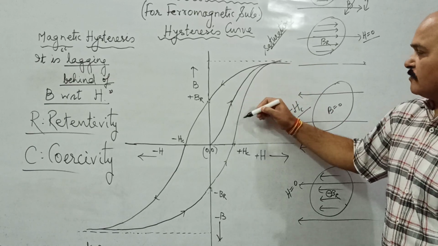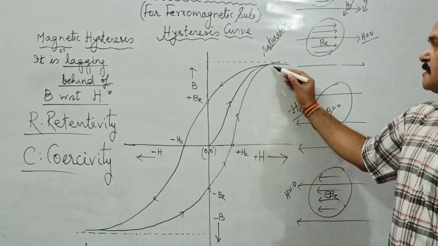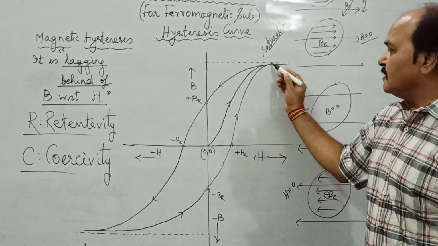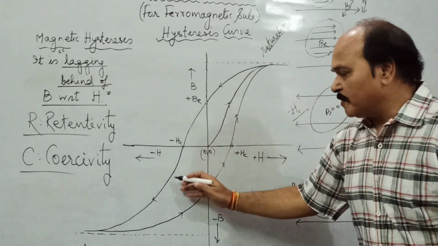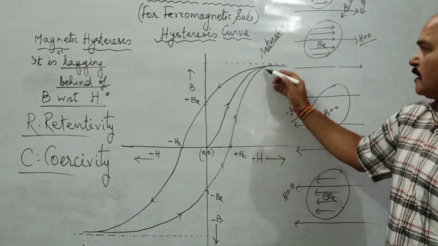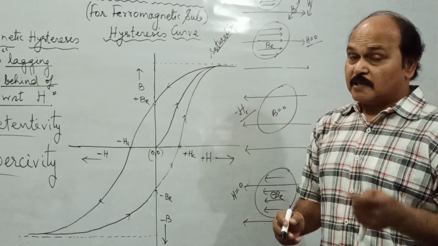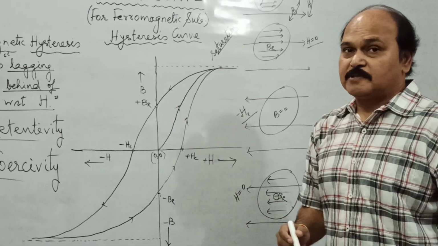So this is the BH curve. This is a cyclic curve. This is initial magnetization. This is demagnetization. This is magnetization in the opposite direction. This is demagnetization and again magnetization. So this is a cyclic curve. And remember, this curve is only drawn for a ferromagnetic substance.